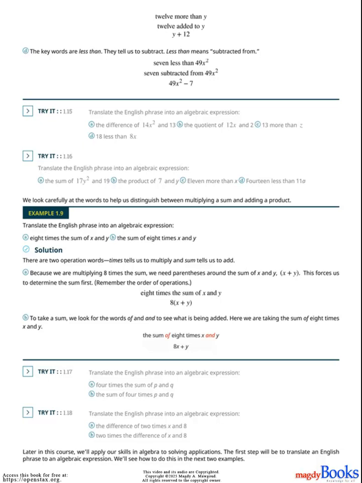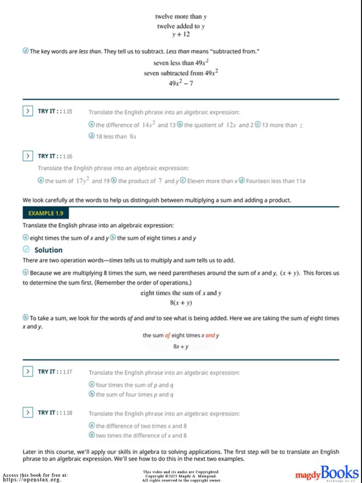D. The key words are less than. They tell us to subtract. Less than means subtracted from. 7 less than 49x squared. 7 subtracted from 49x squared. 49x squared minus 7.